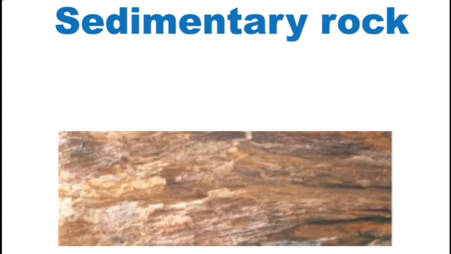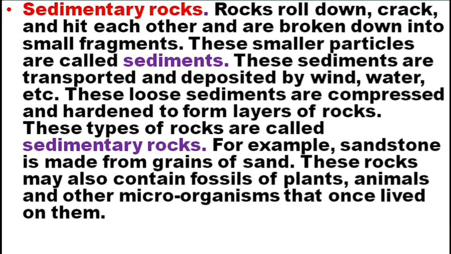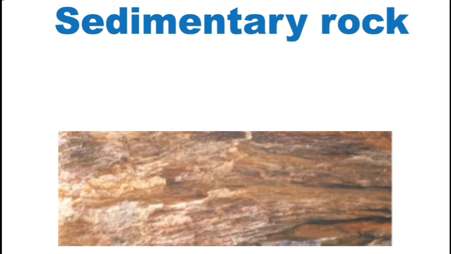What are fossils? When any tree or animal is buried inside the layers of these rocks, it becomes a fossil, because in the absence of oxygen it is petrified in a very special form. These rocks are made up of grains of sand. They may also contain fossils of plants, animals and other microorganisms that once lived on them. This is an example of sedimentary rock, which you can also see in the image.